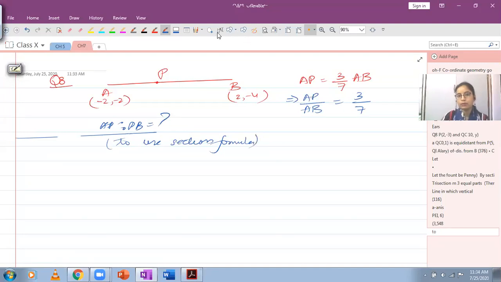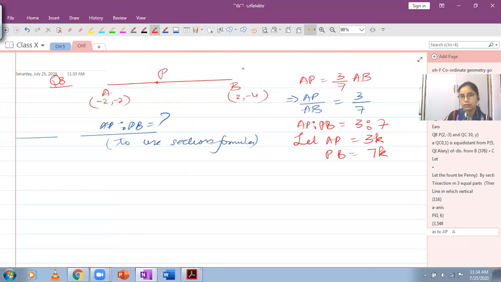So with the help of this, since I have the ratio of AP and PB, this is 3:7, what I can do is let AP be 3K and PB be 7K. Maybe if you remember, we have done this earlier. हमने ऐसा पहले भी किया हुआ है. We have the ratio, we can let the parts. So AP will be 3K, PB is 7K.